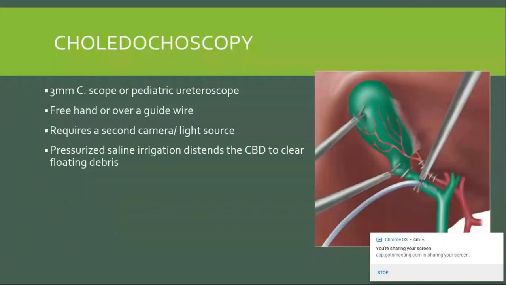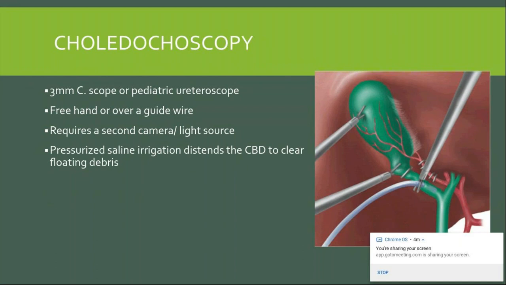But I think performing a cholecystoscopy through the transcystic or through the cystic duct might be a little bit difficult. Our options here are a 3 millimeter cholangioscope or a pediatric ureteroscope. We do have them available. I believe they're outside of OR16 still, if they haven't been moved. You can freehand it over, or you can do it over a guide wire once confirming placement with your fluoroscopy.